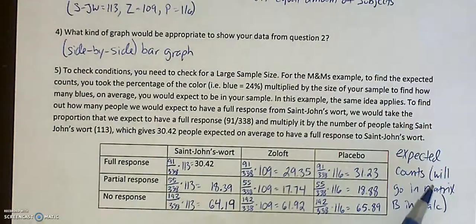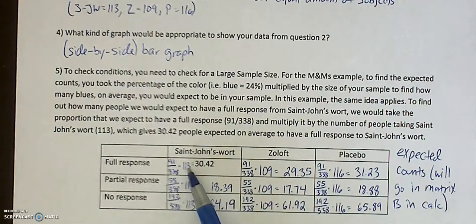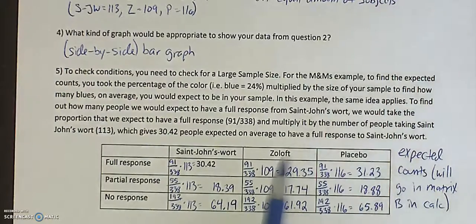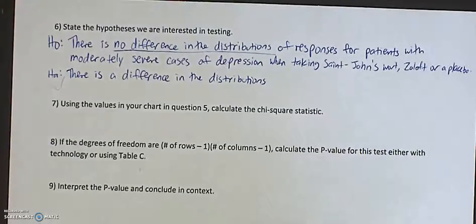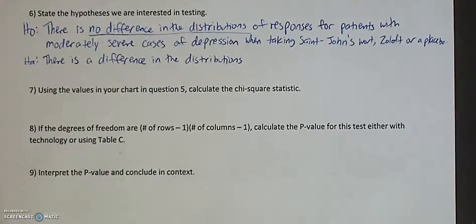And then down here, we found our expected counts by figuring out the proportion and then timing it by the total of that column. So there's 91 in this full response out of the 338 grand total, times that by 113. So that's where that came from. And those are our expected counts. It's okay to have decimal places. So, talking about our hypotheses, we wrote those yesterday. And the last thing we did was we started to calculate the chi-square statistic.